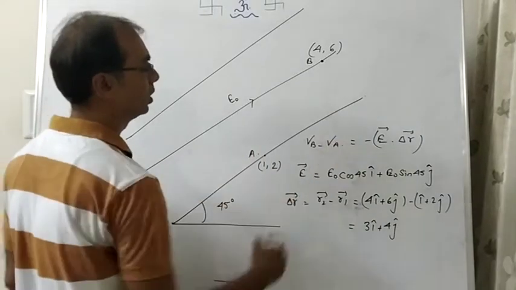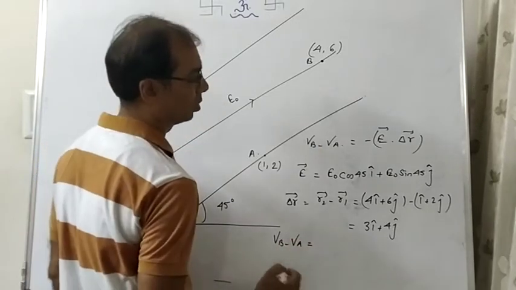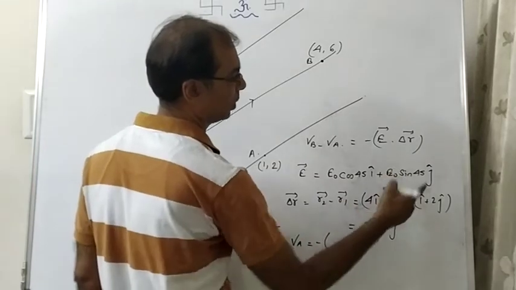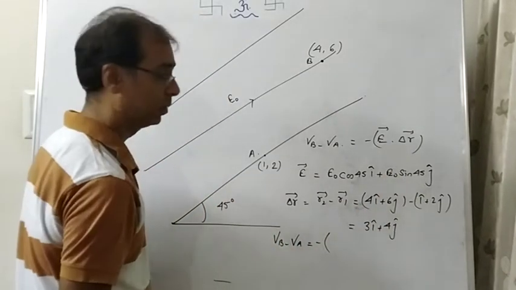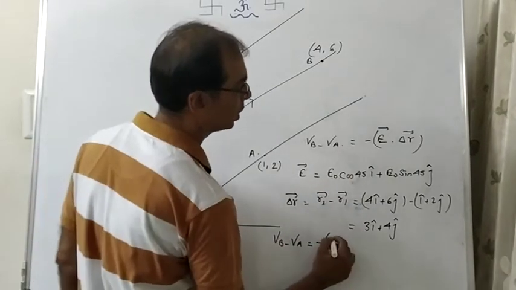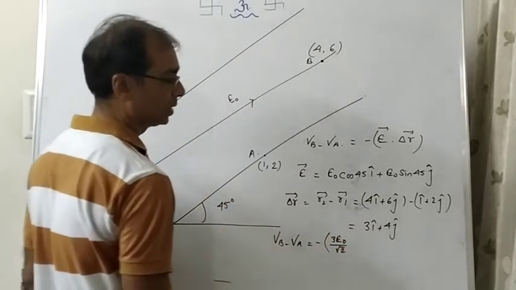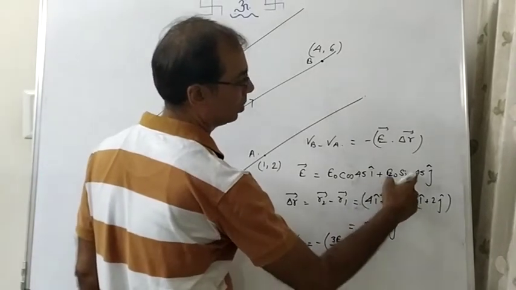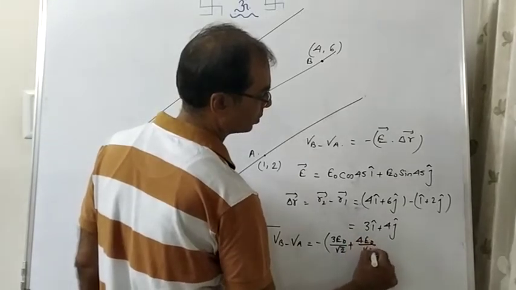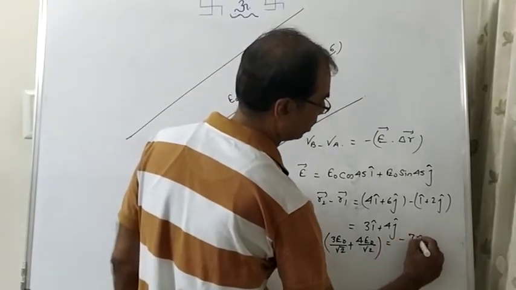So we can put over here VB minus VA equal to the dot product. Now dot product means what? Dot product means i cap will be multiplied with i cap, j cap will be multiplied with j cap only, right? So E naught by root 2 into 3, so we write 3 E naught by root 2, plus again E naught by root 2 into 4, so 4 E naught by root 2. What are we getting? VB minus VA is minus 7 E naught by root 2.